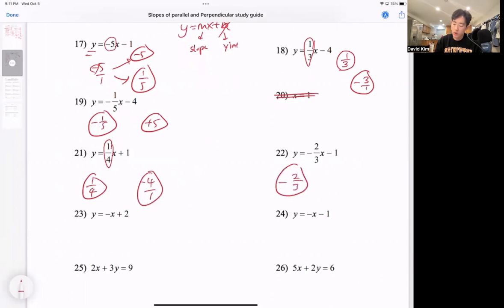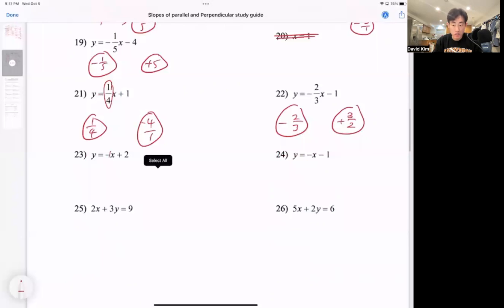Parallel will be 2 over 3, perpendicular will be positive 3 over 2, because you flip them over and change the sign. This one, the slope is 1 here, but it's negative. Even though there's no numbers you can see in front of the x, it's implied that the negative sign in the front makes it a -1. Flipping them over, it's going to be a positive 1. 1 over 1 is still going to be 1 regardless.